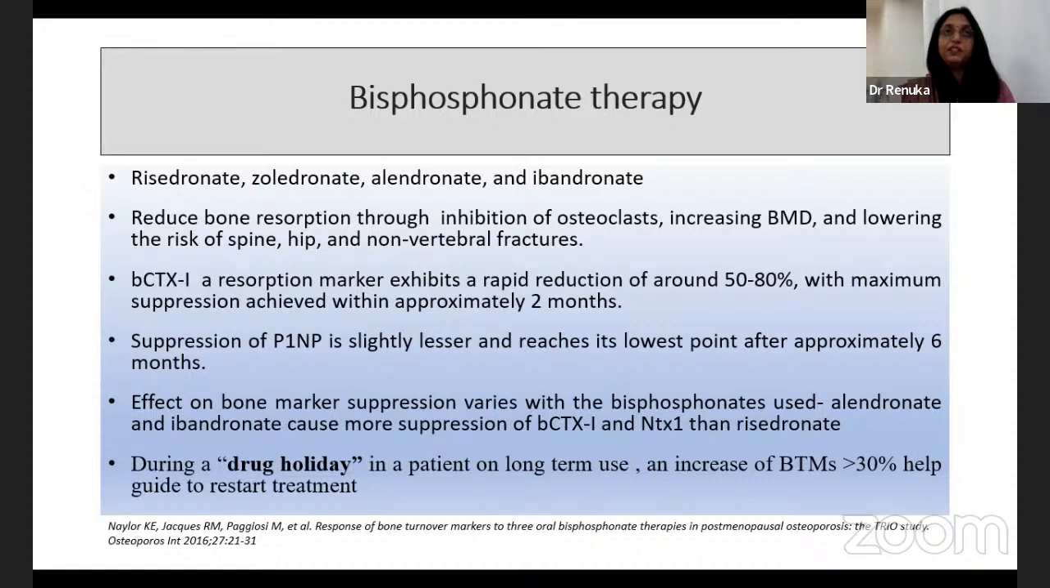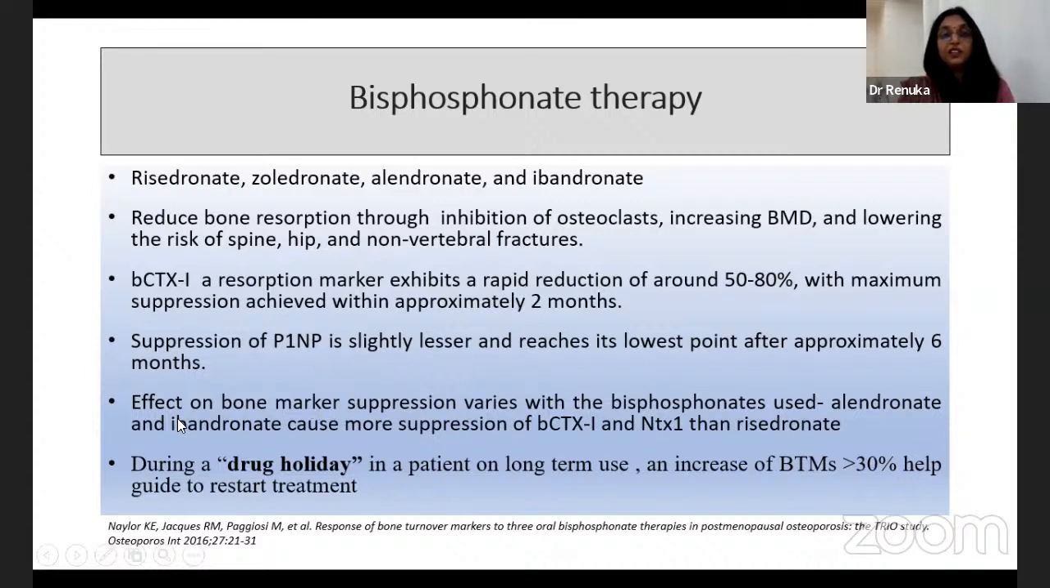When you talk in terms of therapy, the first line drugs usually chosen in cases of osteoporosis are bisphosphonates, which may be risedronate, zoledronate, alendronate and ibandronate. These drugs act by reducing bone resorption through inhibition of the osteoclast, increase the bone mineral density, and lower the risk of fractures, as we are aware. What happens with the markers is that beta CTX1, a resorption marker indicative of osteoclastic activity, exhibits a rapid reduction of around 50 to 80%, with the maximum suppression happening within approximately 2 months. Whereas the suppression of bone formation markers like P1NP is slightly lesser and reaches its lowest point at about 6 months.